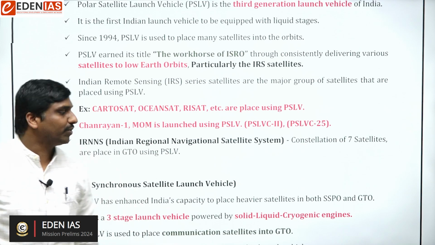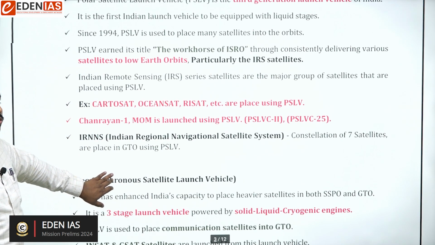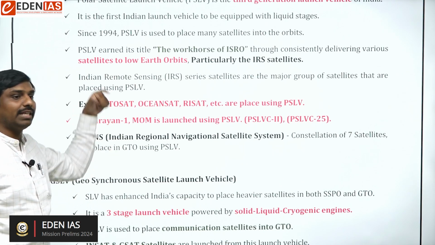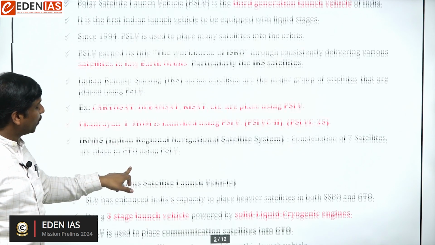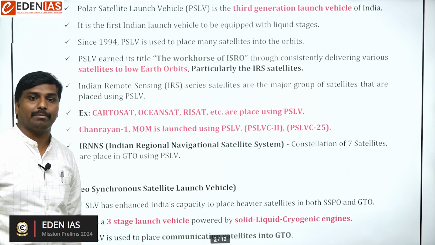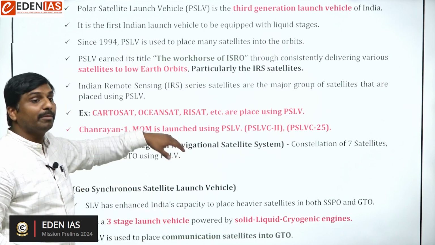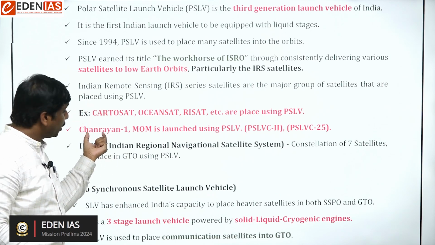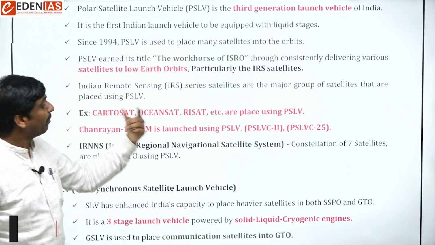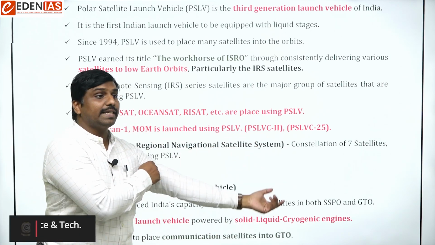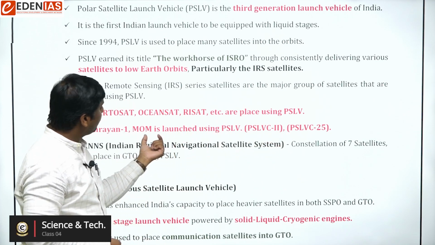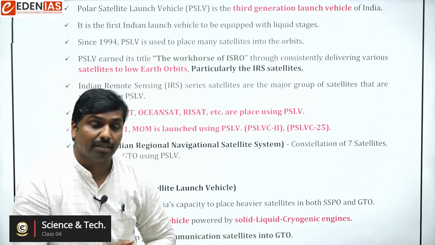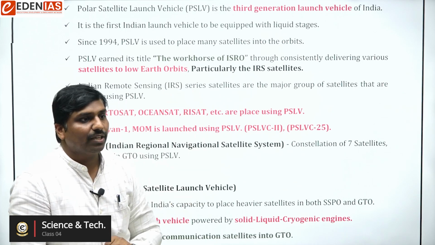Other examples: we also launched Chandrayaan 1 with the help of PSLV. And the Mars Orbiter Mission, Mangalyaan, we have also launched using the PSLV launch vehicle. To be precise, Chandrayaan 1 was launched using the PSLV-C11 launch vehicle, and the Mars Orbiter Mission by PSLV-C25. So we have used these launch vehicles to launch them.